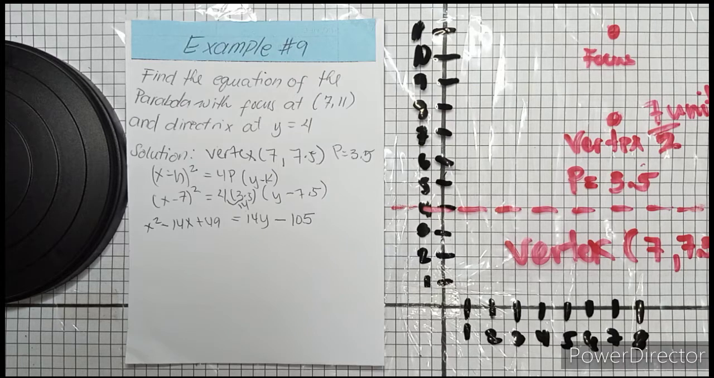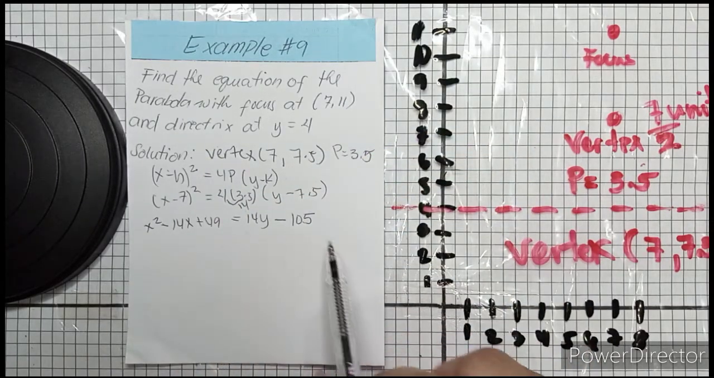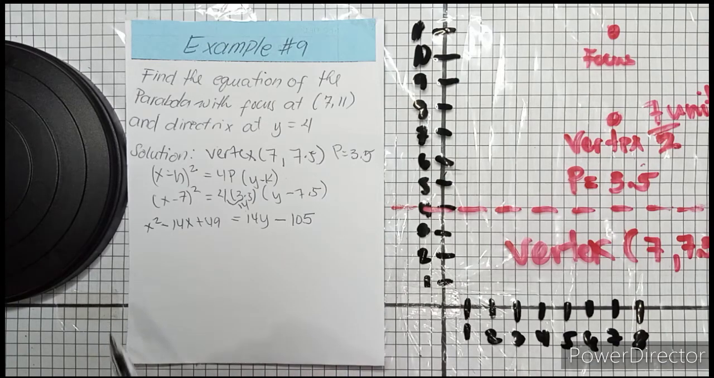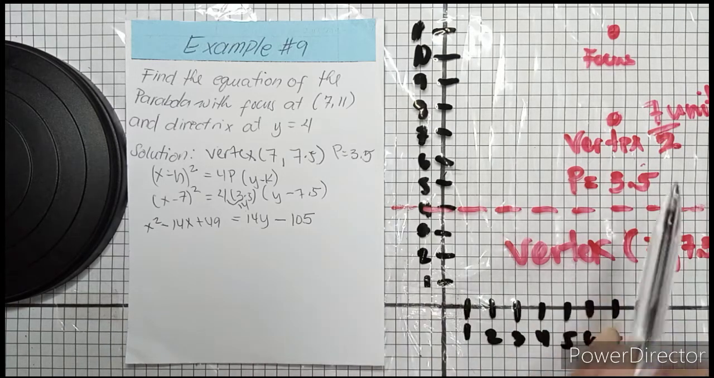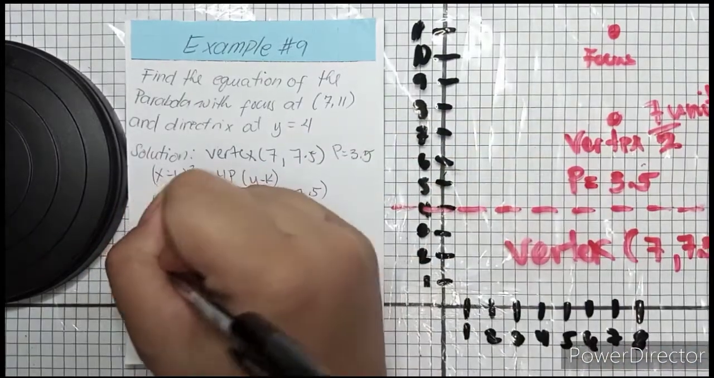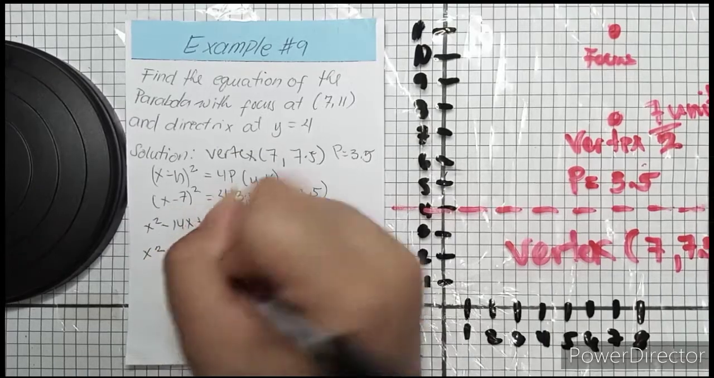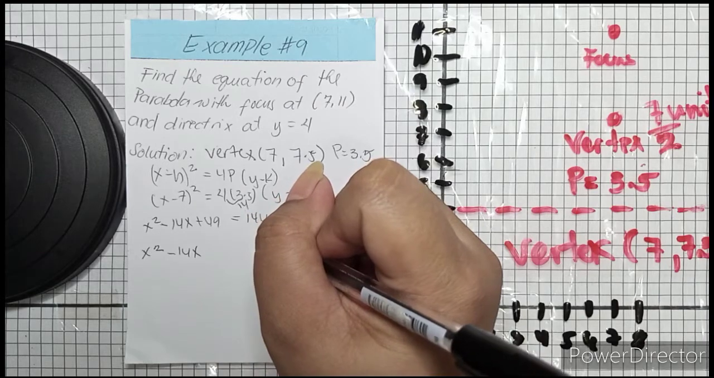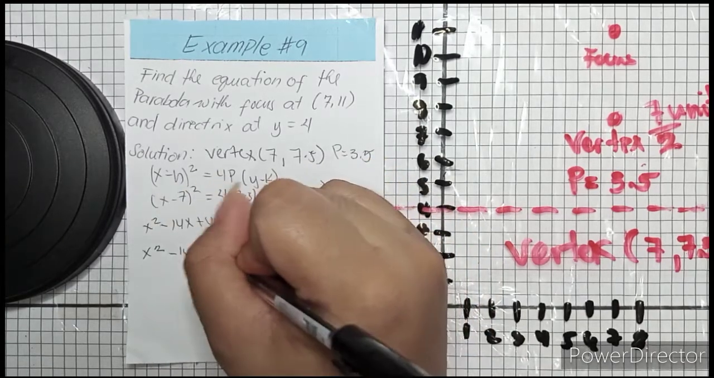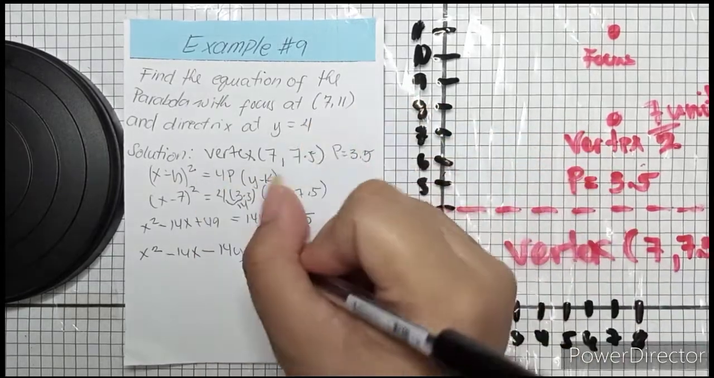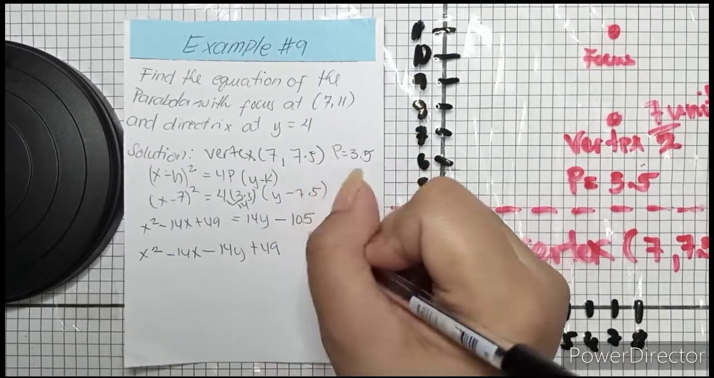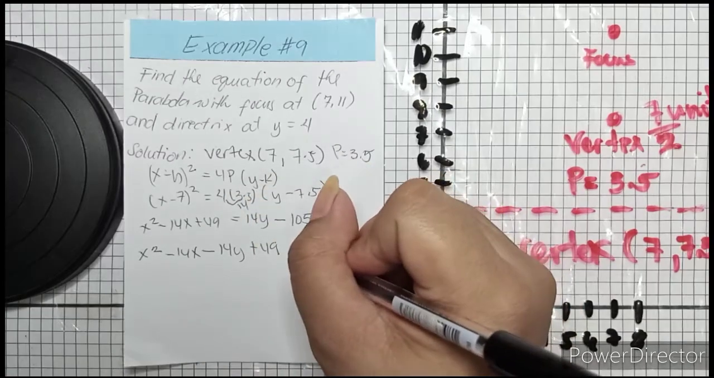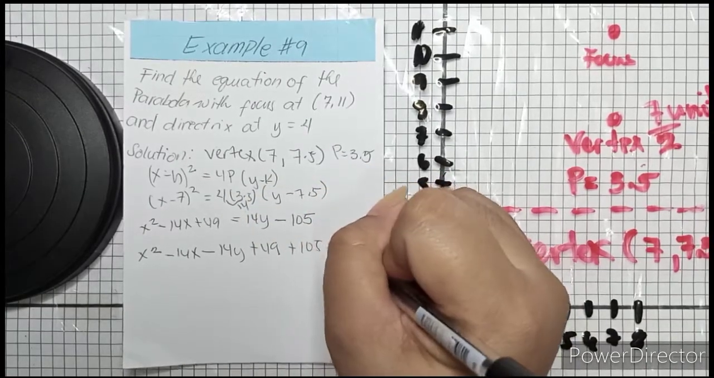Now, kunin natin yung kanyang general equation. Lahat ng number na nandito sa right side, lilipat lang natin siya sa left side, kasi dapat maging 0 yung nasa right side ng equal. So, rewrite lang natin, x squared minus 14x. From positive 14y, pag nilipat natin, magiging negative 14y. So, plus 49. Then, yung negative 105, pag nilipat natin sa kabila, magiging positive 105 siya, equal to 0.